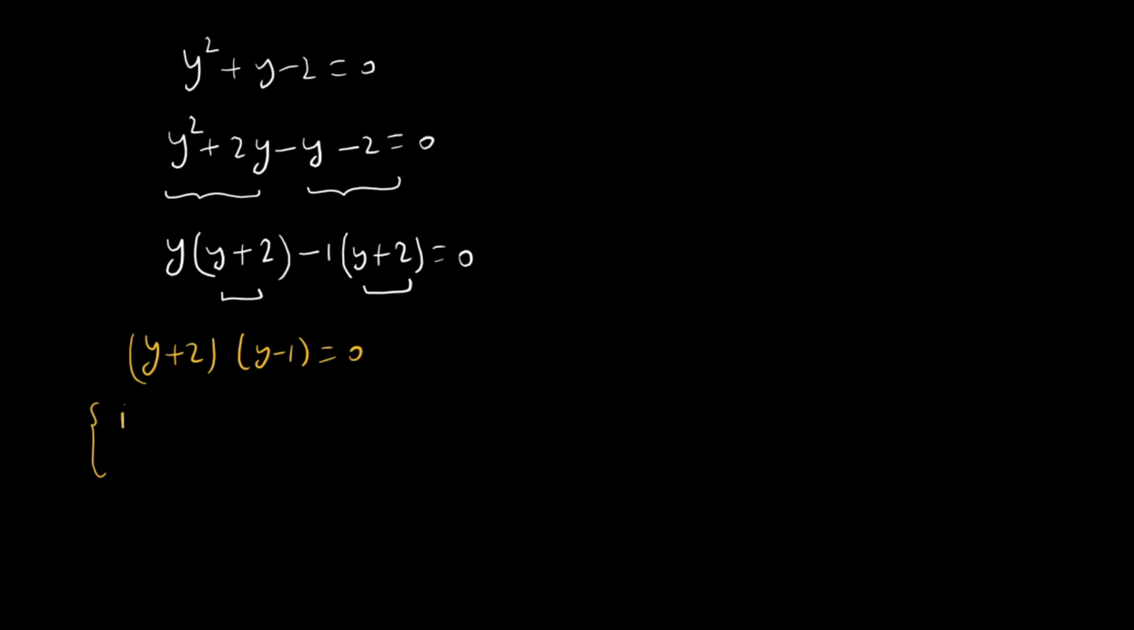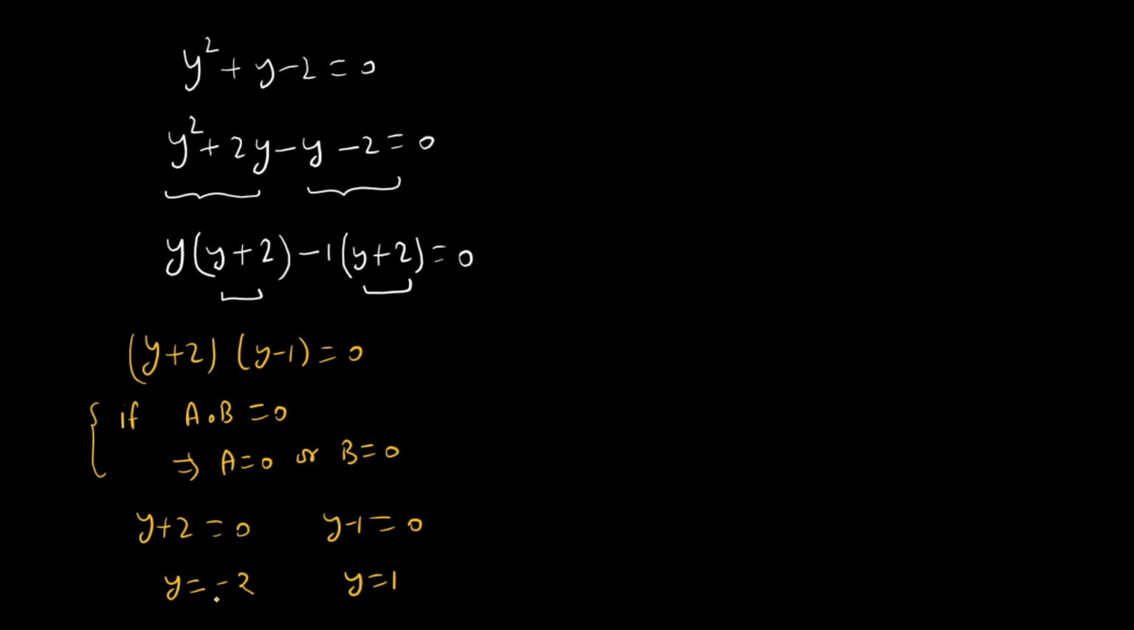We know that if a times b is equal to 0, this implies a is equal to 0 or b is equal to 0. Then y plus 2 equals 0 and y minus 1 equals 0. Then the value of y is minus 2 here, and the value of y is plus 1 here. Here we have two possible values of y. Let us consider this as case first and this as case second.